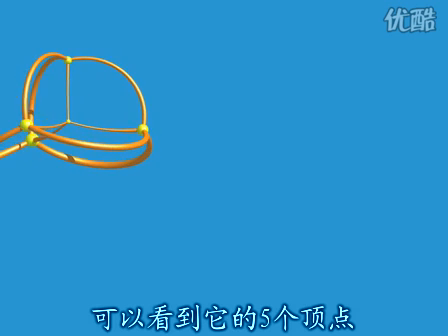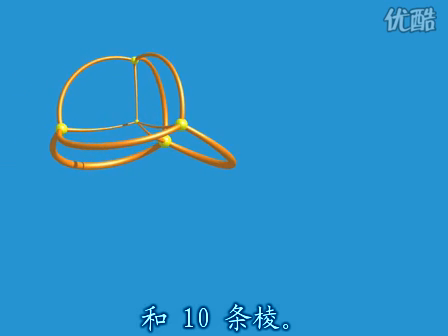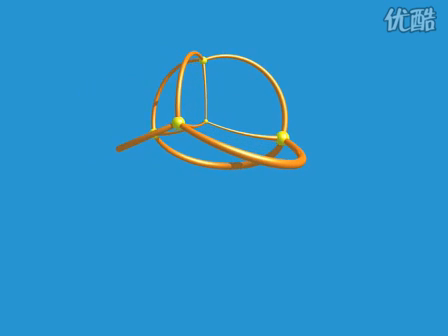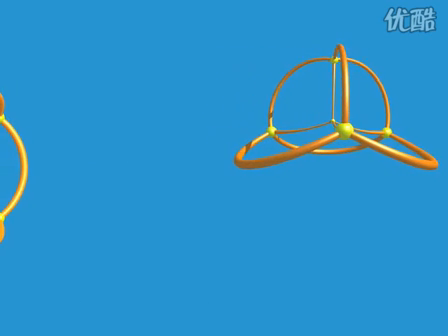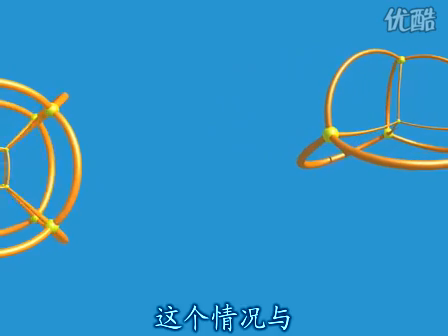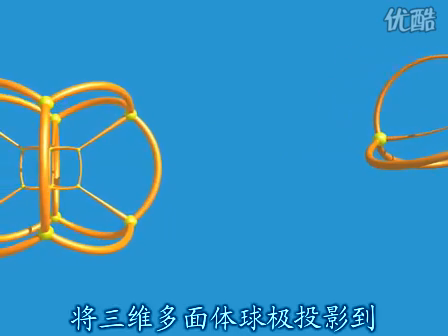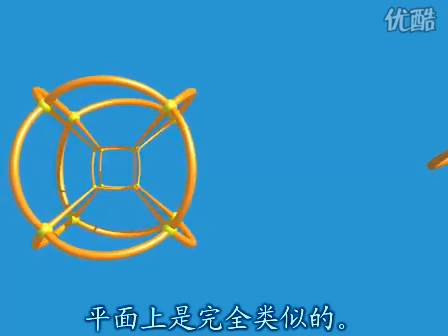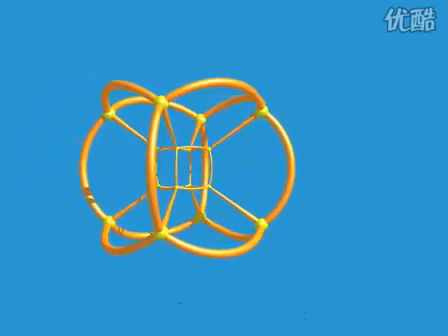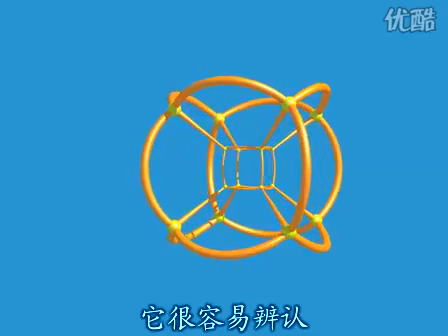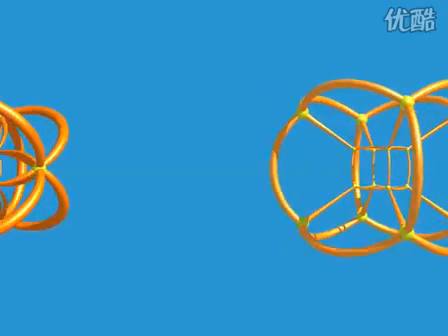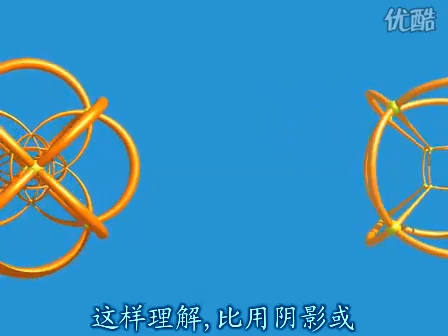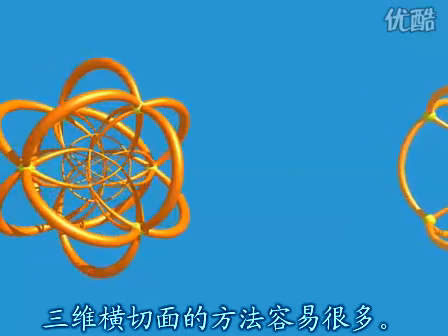Here's the simplex. You can see its 5 vertices and its 10 edges. Of course, in this view, edges are circular arcs. So now we have a situation like that of the three-dimensional polyhedra, projected stereographically onto a plane. Here's the hypercube. It's easy to recognize it from its 32 edges and its 16 vertices. Seeing things this way is so much easier than with the shadow method or the three-dimensional cross-sections.